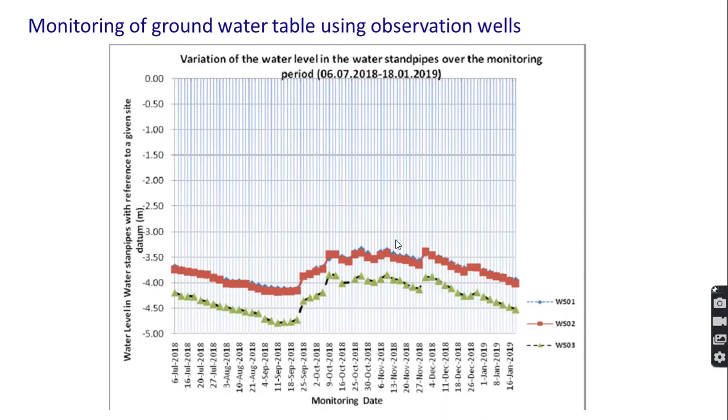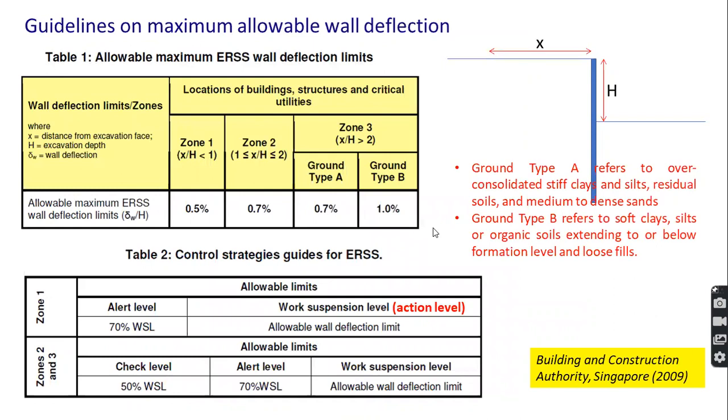Then I would like to discuss the maximum allowable wall deflection limits, and I took these two figures from the Singapore guidelines, Building and Construction Authority Singapore. You can see that according to this guideline, the retained site is divided into three zones depending on the distance x from the edge of the wall, x over h less than 1. That means this distance x is less than or equal to the excavation depth, right?